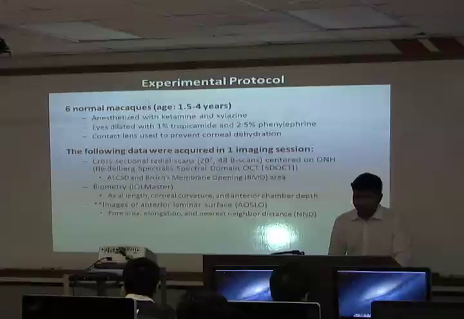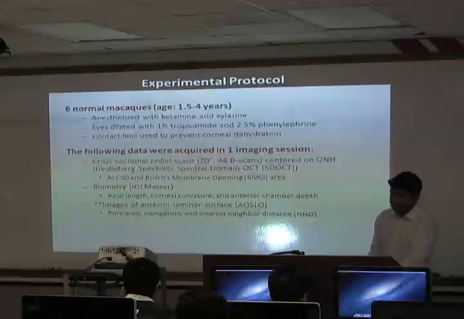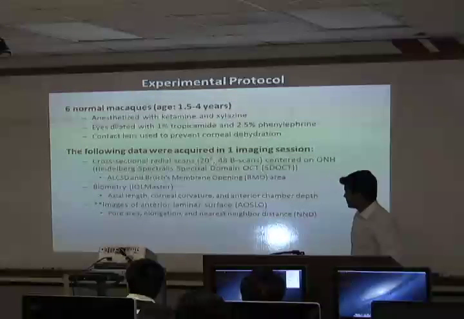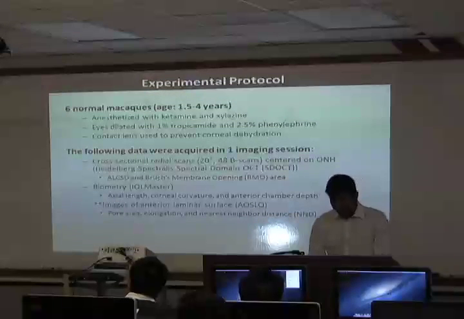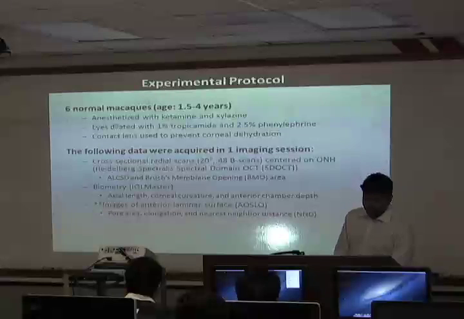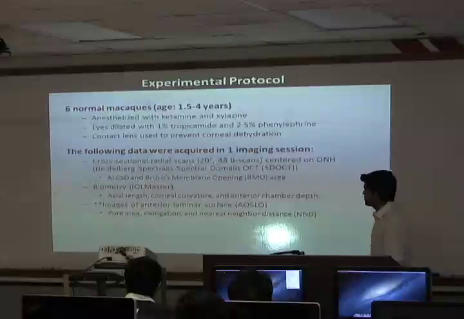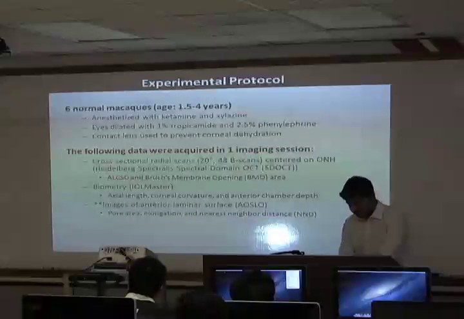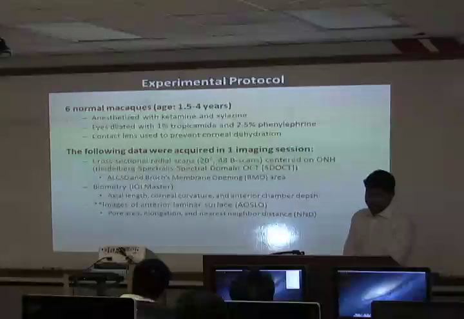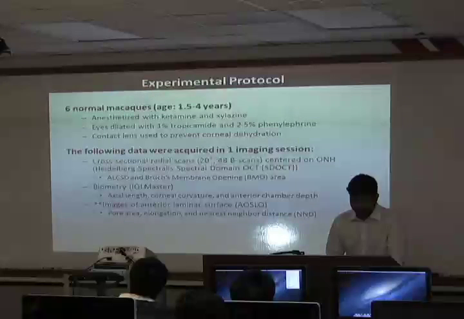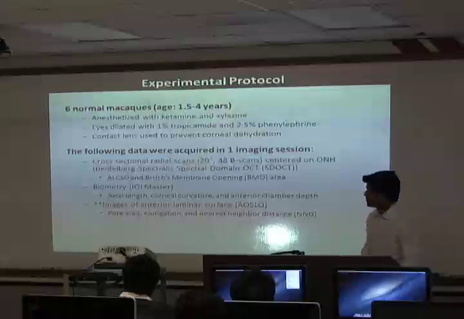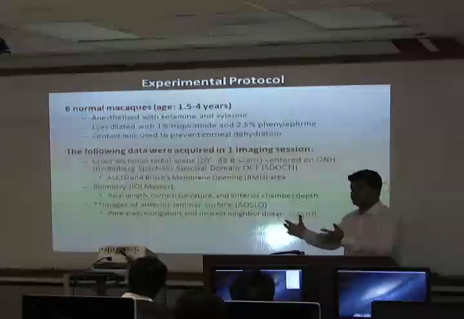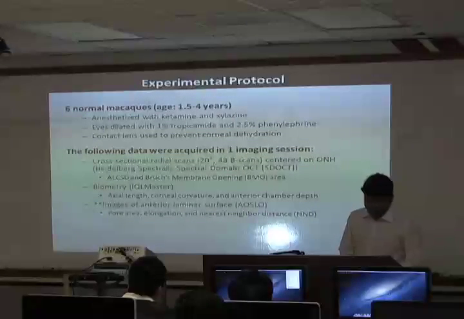For the first aim in my experiment, we used 6 normal monkeys aged 1.5 to 4 years. They are anesthetized, the eyes are dilated, and contact lenses are used to prevent corneal dehydration. The following data were acquired in every imaging session. The first data is acquired using spectral domain OCT. We acquired 48 B-scans at 20 degrees. With this data, we can measure the depth and the Bruch's membrane opening area. The IOLMaster is used to measure axial length and corneal curvature so that we can convert the pixel units to real physical micron units.